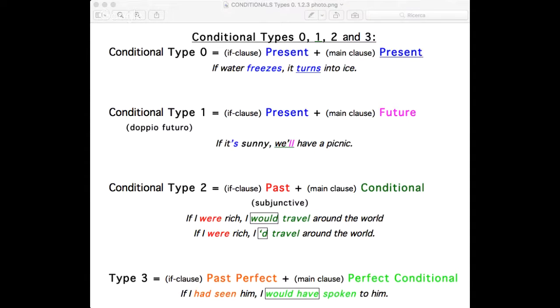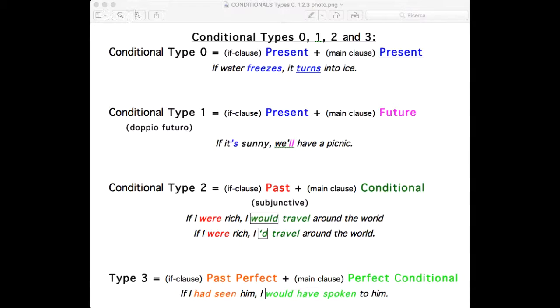We can say, we'll have a picnic if it's sunny. I'll give you an ice cream if you help me with the washing up. Or if you finish your homework, we'll go for a walk. So there's always a condition, but after if, we use the present tense.